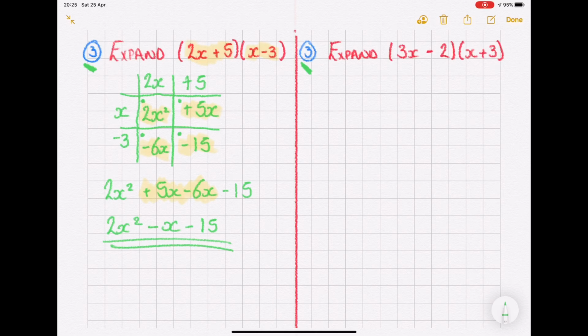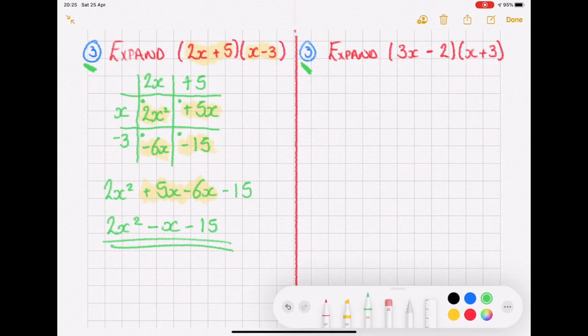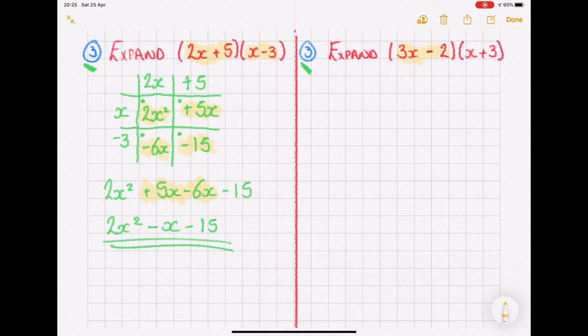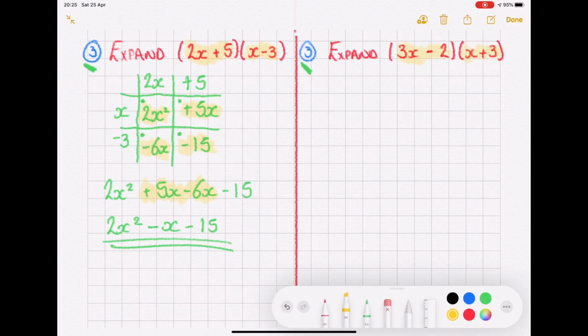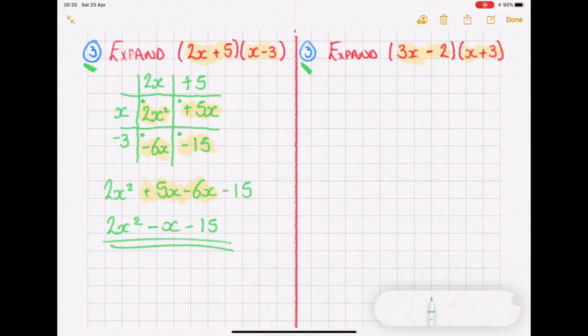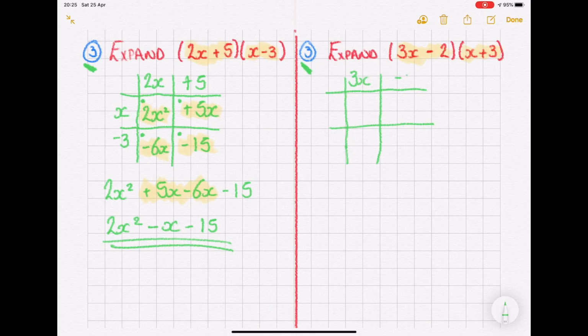Okay, fantastic. So, expand 3x minus 2, x plus 3. So now we've got a 3 as the coefficient to the x. That's no bother. So, let's draw out our grid. First bracket goes up here, so 3x minus 2, x plus 3.